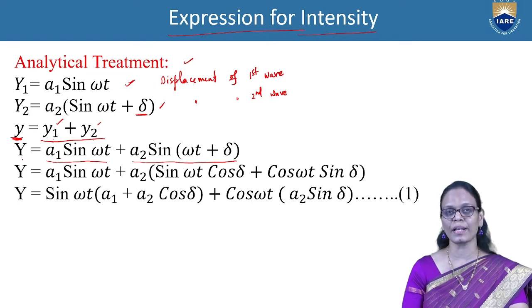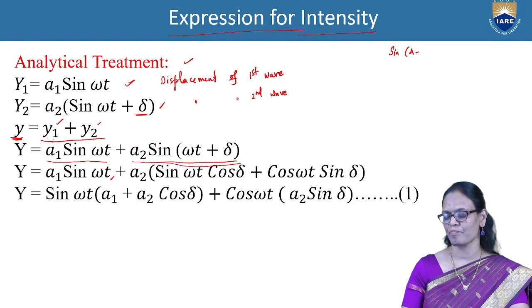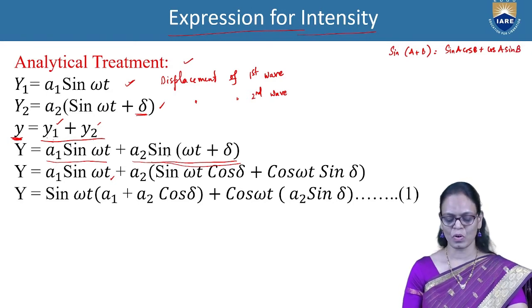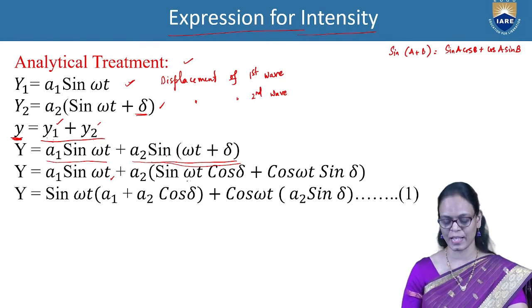So now y is equal to a1 sine omega t plus a2 sine (omega t plus delta). Now I am going to expand this term. We write a1 sine omega t as it is, and we are going to use the formula sine (A plus B) is equal to sin A cos B plus cos A sin B. Simple trigonometric formula. So for sin (omega t plus delta), I am going to write sin omega t cos delta, that is sin A cos B, plus cos omega t sin delta, that is cos A sin B.